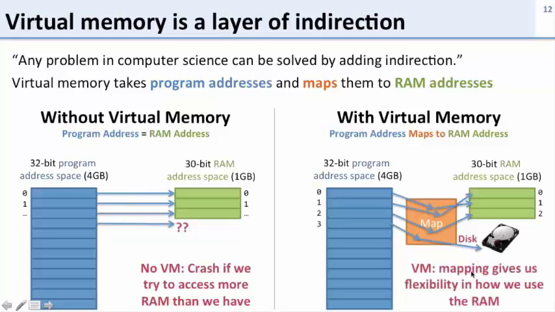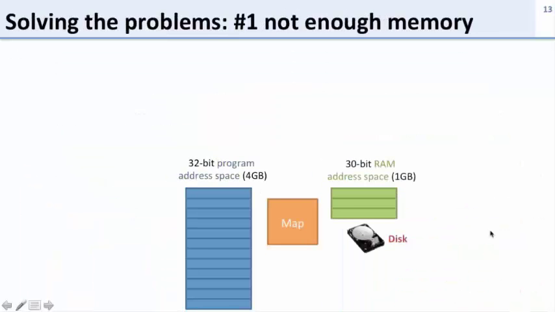So what virtual memory does here is it gives us flexibility in how we can use our memory. This mapping allows us to use our memory in a more flexible way. So let's take a look at how virtual memory solves these three problems that we looked at before. Here's our same 32-bit address program space and our same 1 gigabyte 30-bit RAM address space. So we have 1 gigabyte of memory installed, and MIPS promises 4 gigabytes of memory space to every program.